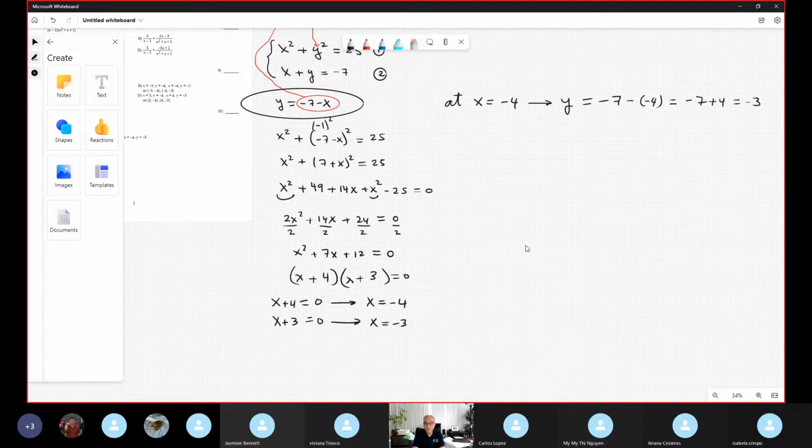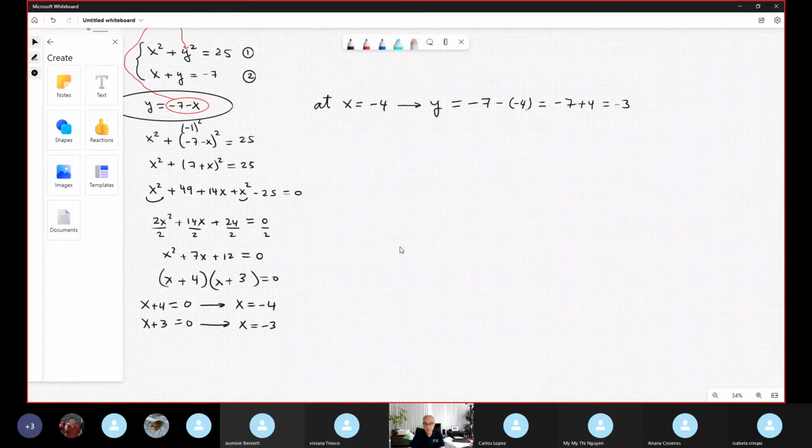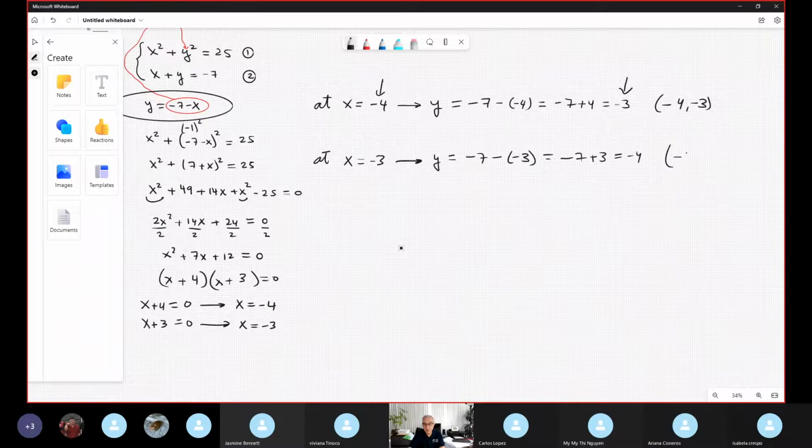Conclusion for that part. The famous solution point is negative 4, negative 3. Okay, this is the x value and this is the y value. Likewise, at x equal minus 3, y is equal minus 7 minus 3. Entonces, minus 7 plus 3, which is negative 4. And the point is minus 3, negative 4.